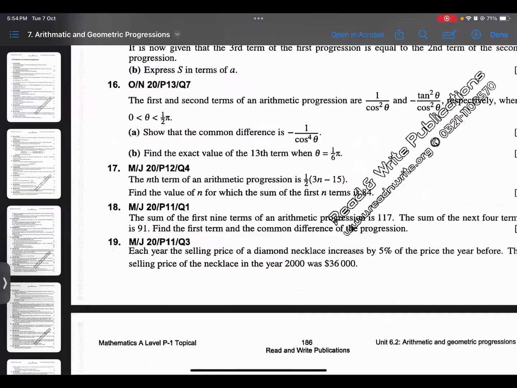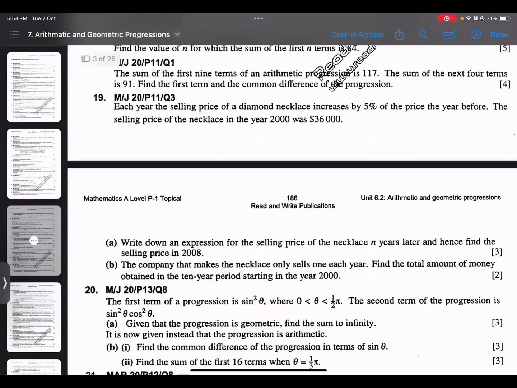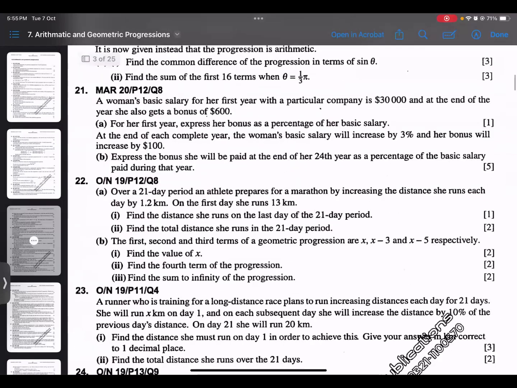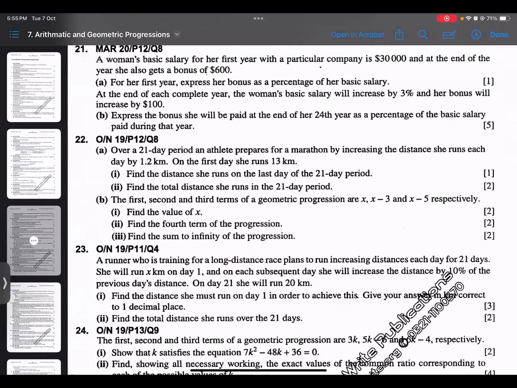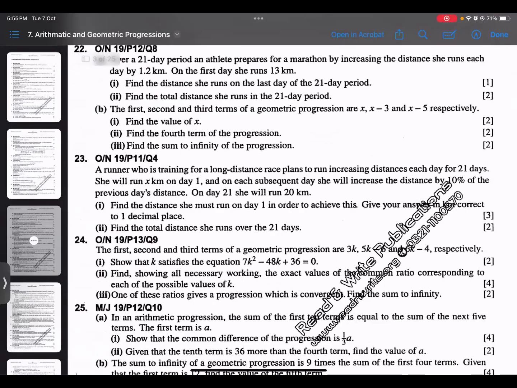Let's do another one. Look, questions like this are application based. Each year, the selling price of a diamond necklace increases by 5%. This is a GP. This is the percentage they've given you. Increase by 5%, so your value of r will be 1.05, 100% plus 5%. So every year it is increasing. You can try these later as well. Look, question: over a 21-day period, an athlete prepares for a marathon. This is also application based. Question number 23 as well.